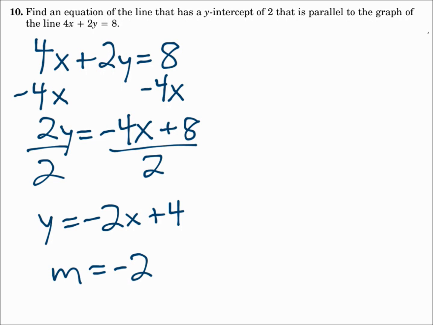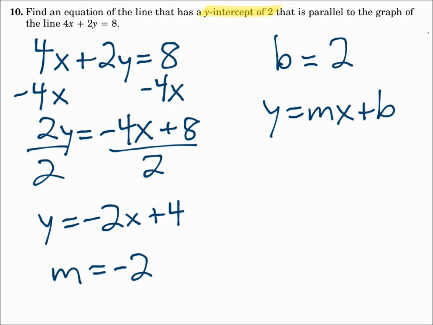Now you might think, they didn't give me a point. Well, they gave you something even better. It is a point, and it's the y-intercept. If the y-intercept is 2, they just gave you b, so we don't have to find b on this one. We know b. Now substitute into the final answer. y equals mx plus b. m is negative 2, and b is 2.